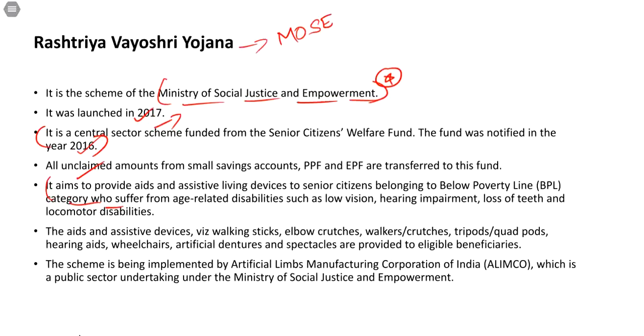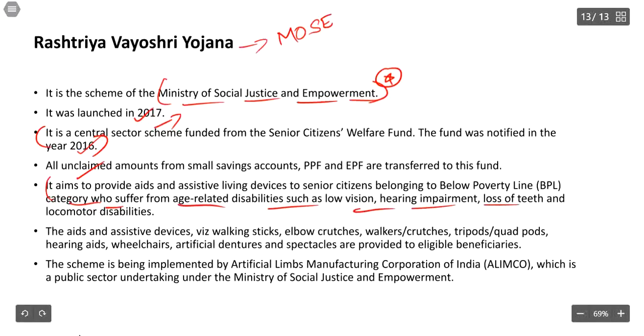Those persons who suffer from age-related disabilities such as low vision, hearing impairment, loss of teeth, and locomotor disabilities will be given assistive living devices. Aids and assistive devices such as walking sticks, elbow crutches, walkers, etc. are provided to eligible beneficiaries. The scheme is being implemented by the Artificial Limbs Manufacturing Corporation of India, that is ALIMCO, which is a public sector undertaking under the Ministry of Social Justice and Empowerment.